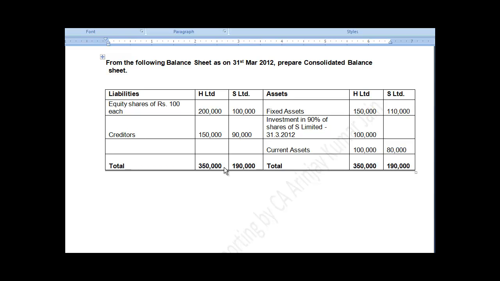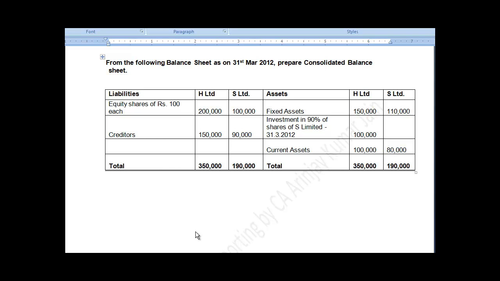From the following balance sheet as on 31st March 2012, prepare consolidated balance sheet. Okay, so you're given fixed assets, investments in 90% of shares of S Limited. Investment has been done on 31/3/2012, which incidentally is also the date of the balance sheet. Current assets, then you have equity shares of rupees 100 each. Creditors. Let's see how you can make this balance sheet. It's pretty simple though, but let's see how we do it.